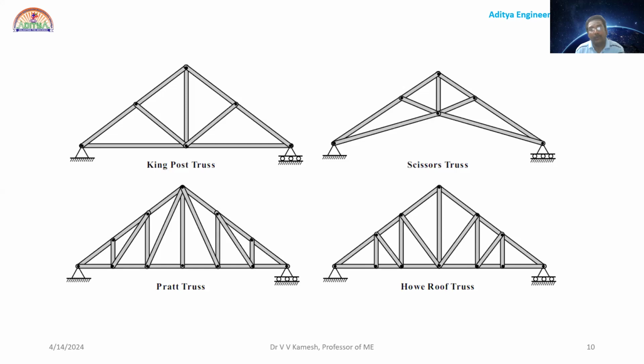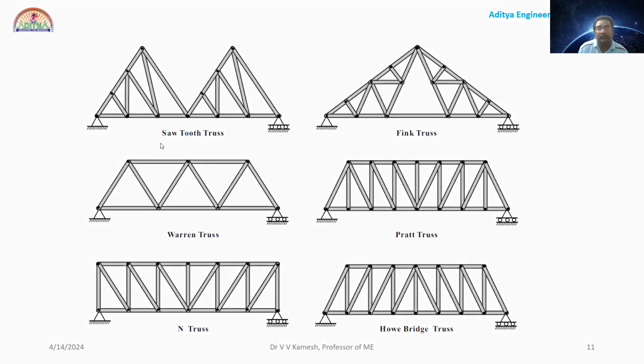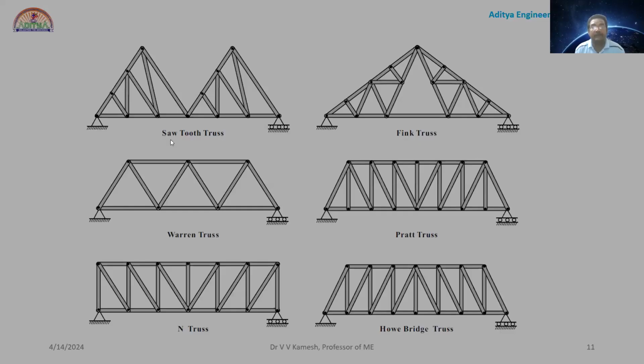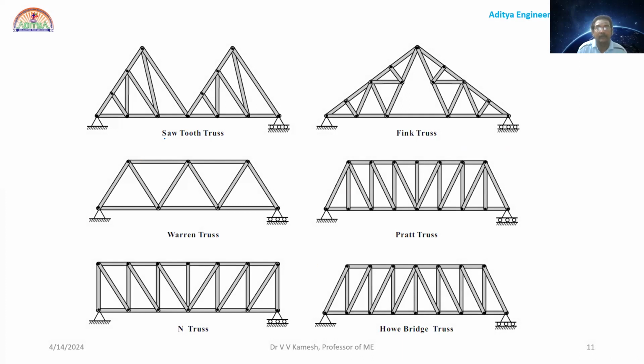Now we'll go to what are the different types of trusses. Based on the design, you have different names: king post truss, scissors truss, howe roof truss, Pratt truss, sawtooth truss, pink truss, Pratt truss, howe bridge, N, Warren truss. I think Warren truss looks very easy, right?